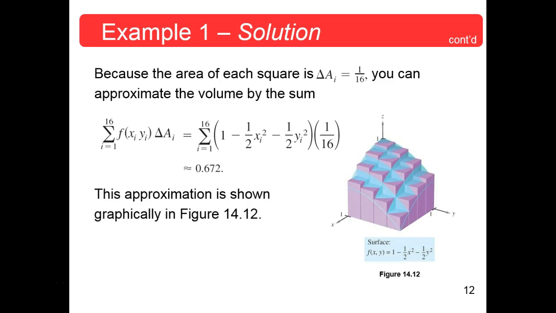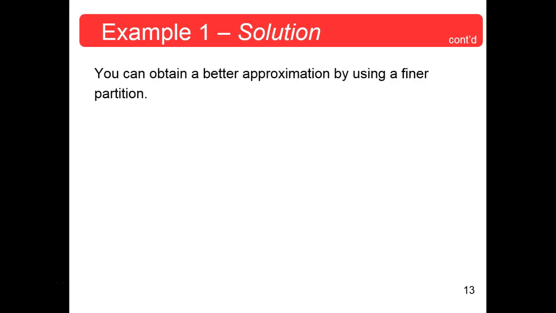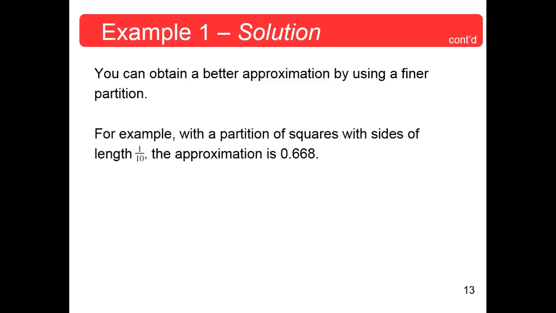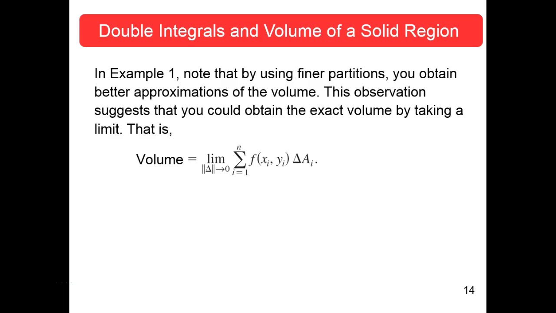They got 0.672. We got 0.667, okay? Pretty close. The exact volume is 2/3, and that's what we got. The finer the partition, the better estimate you get. For example, with a partition of squares of side length 1/10, the approximation comes out 0.668. We got 2/3. Awfully close there. Note that by using finer partitions, you obtain better approximations.